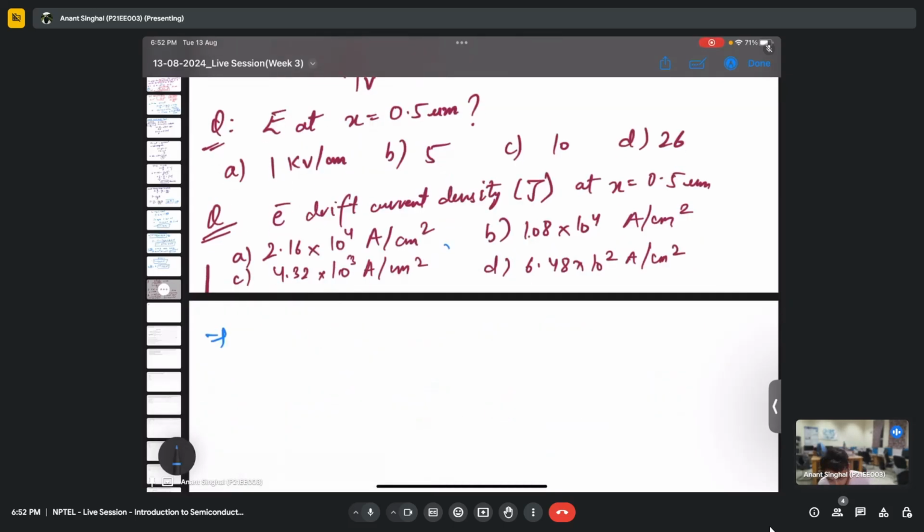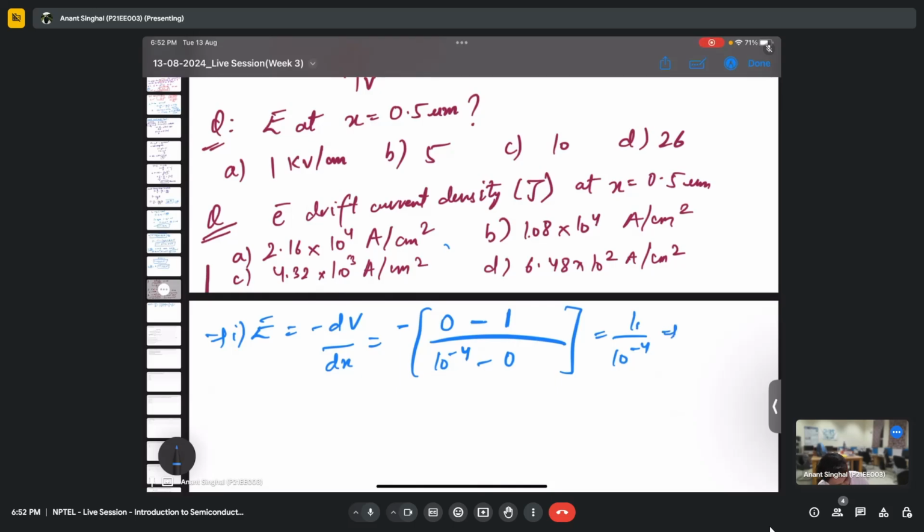So we have just seen that the electric field is constant throughout any semiconductor bar. So for the first part, we'll calculate minus dV by dx. So we know that this will be 0 at 10 raised to power minus 4. I'm writing everything in centimeter, and this will be 1 volt at 0. That is what we already calculated. So it will give me 1 by 10 raised to power minus 4, that is 10 kilovolt per centimeter. So the answer is C.